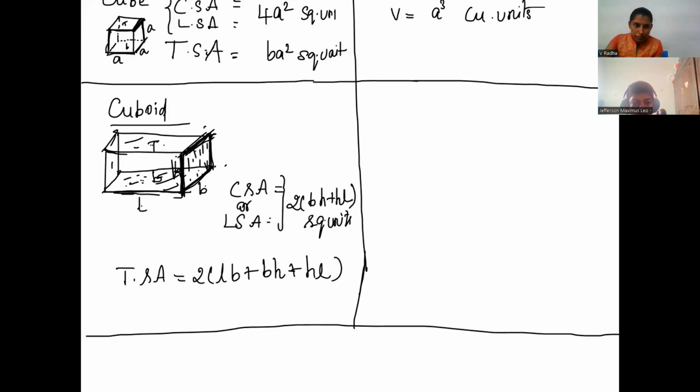Look, this is the bottom. In a room, there is a floor and the top is the ceiling. This is length and breadth, similar to the top, so LB will not come again. So TSA is 2 times LB plus BH plus HL, according to our measurement and calculation. It is also in square units. Now, what is the volume here? Volume is equal to LBH, in cubic units.